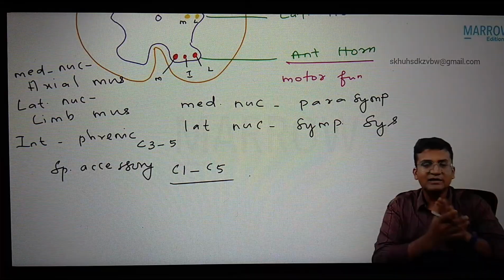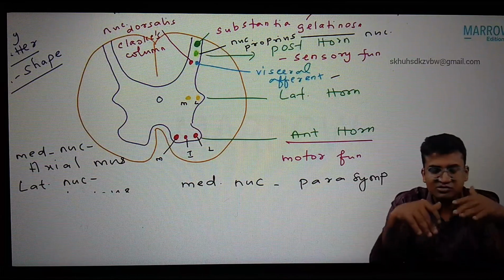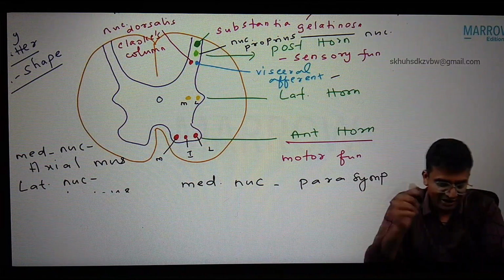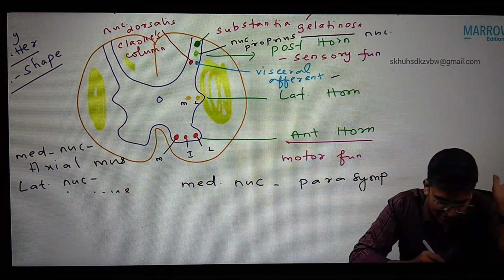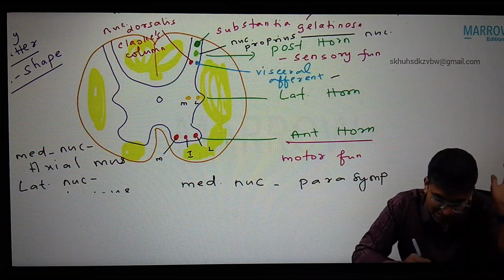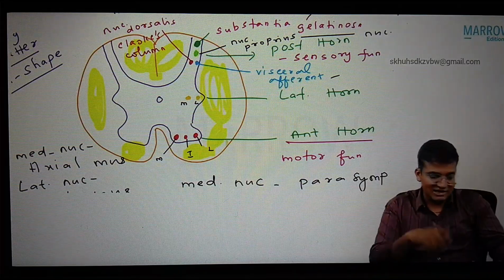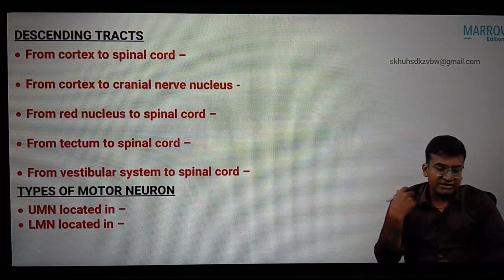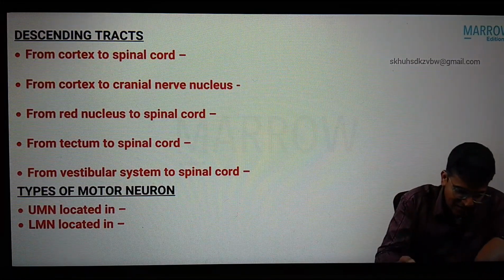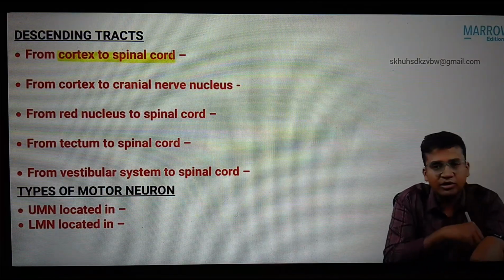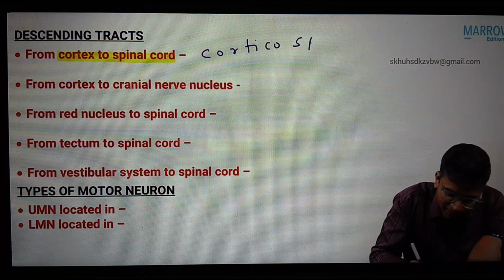Now, this is the basic outline of the spinal cord. Next we're going to discuss the tracts. Gray matter is over. Now we're going to see the tracts, the white matter. This entire thing is the white matter. Who is passing through the white matter? Tracts are passing. We have two types: the ascending tracts and the descending tracts. Next we start the discussion about the descending and ascending tracts. Descending tracts come from the cortex to the spinal cord. That is the corticospinal tract.